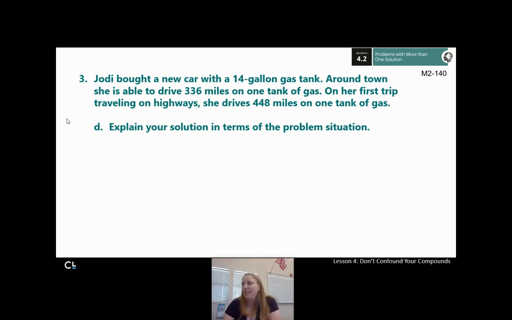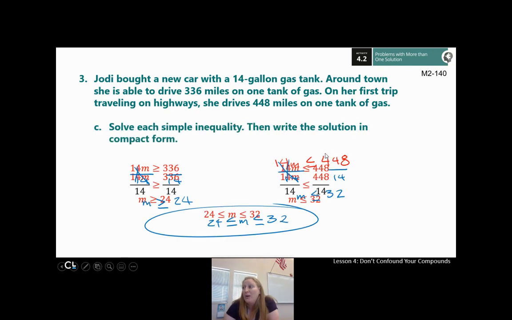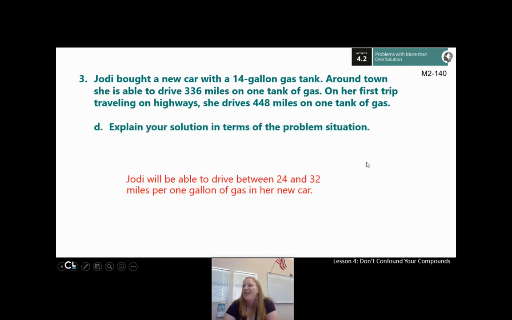So, if you recall, remember that m was miles per gallon. Do you remember that's what m stood for? Miles per gallon? It was a rate. So what you actually found here is that Jody is getting somewhere between 24 and 32 miles per gallon of gas in her brand new car.